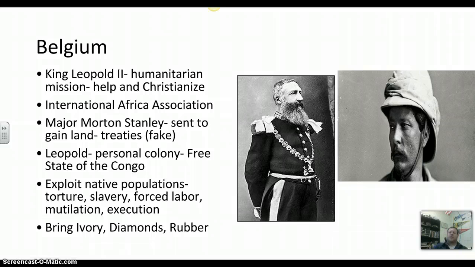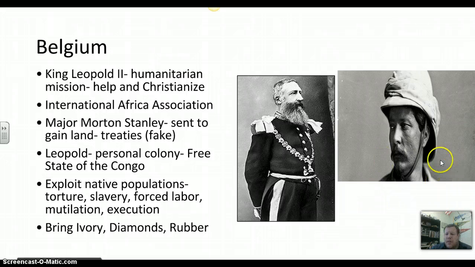Really two examples here. First, we have Belgium, and here's Stanley right over here, who kind of said, hey, we can find all this land here. And King Leopold II said his thing was going to be a humanizing mission. Go help Christianize people living in Africa. Basically, put that white man's burden thing, and basically take over a lot of land.